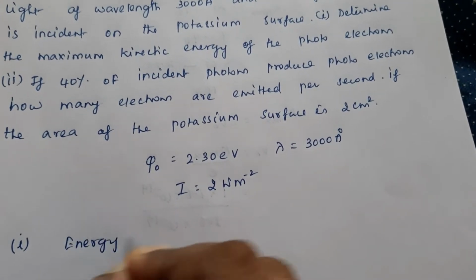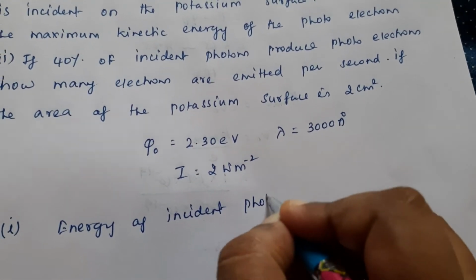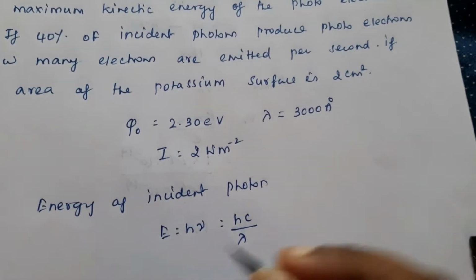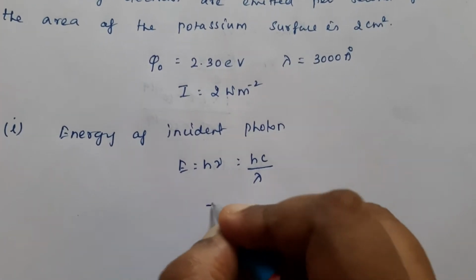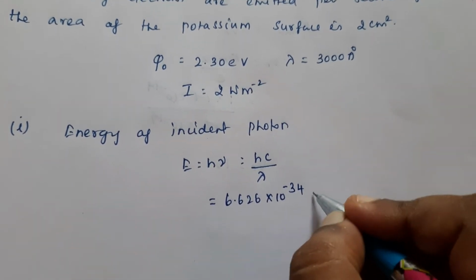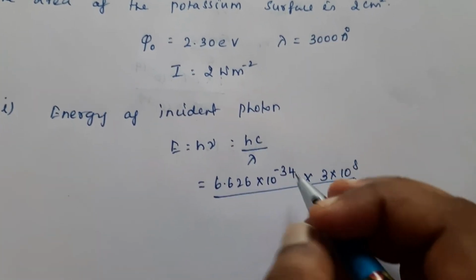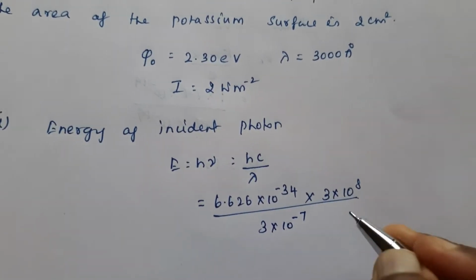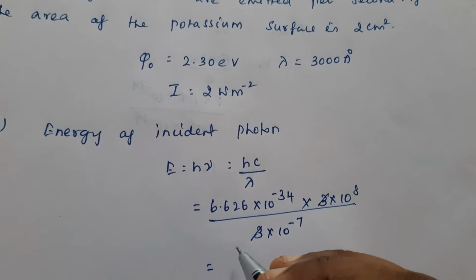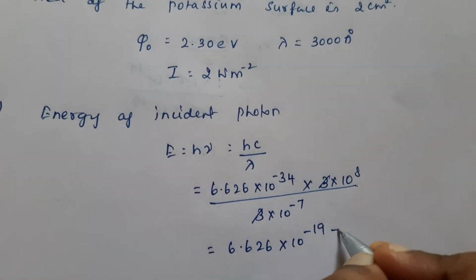So energy of incident photon is given by the formula E is equal to h nu, which is equal to hc by lambda. Okay. So now we can write h value is 6.626 into 10 raised to minus 34 into 3 into 10 raised to 8, speed of light, divided by 3000 angstrom. That can be written as 3 into 10 raised to minus 7. So here the 3 and this 3 will get cancelled. So you will be getting it as 6.626 into 10 raised to minus 19 joules.